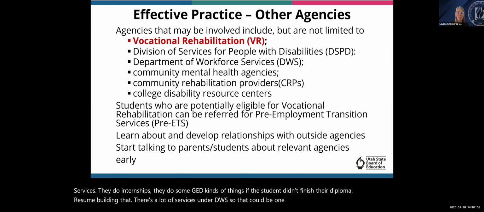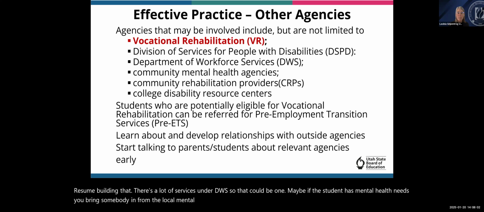Maybe if the student has mental health needs, you bring somebody in from the local mental health authority to provide whatever supports they can provide, whether that be in the form of counseling or support, like group, what do you call that?